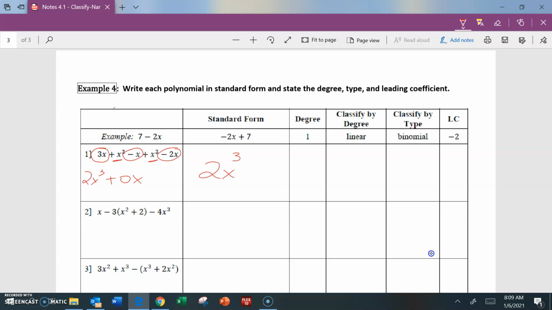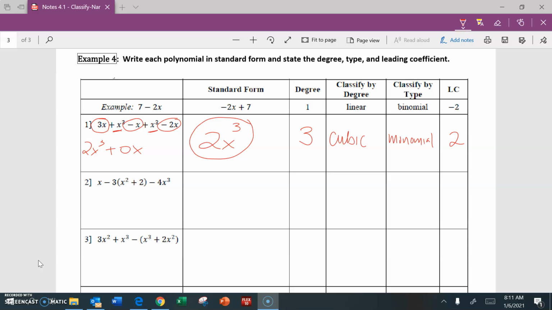Now, the degree, well, we have a 3 as our exponent, so this is degree 3. That means this is called a cubic expression. The polynomial, well, it's not really a polynomial, it's a monomial because we just had one term. So this is called a monomial. And then our leading coefficient is just 2. Okay? So now I just want you to finish the examples. You may have to combine like terms and distribute first, and then check back with part 2 of the video to check your answers. Okay?